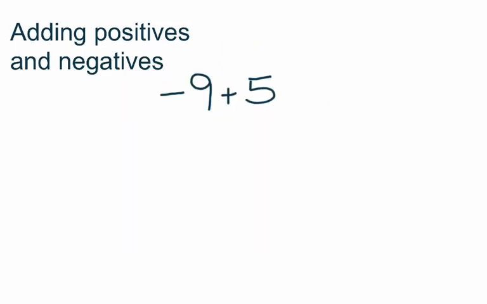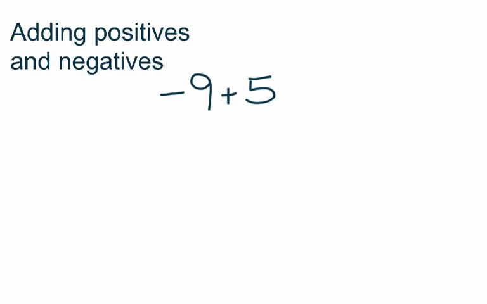For our next example, we're going to do the problem -9 plus 5. You'll notice this time that we don't have parentheses around -9, because when the negative number is the first number in a problem, we make the assumption that the symbol is a negative sign, since we wouldn't start the problem with a subtraction sign. I'm going to use the same strategy. I'm going to draw out my positives and negatives to help me make sense of this problem.